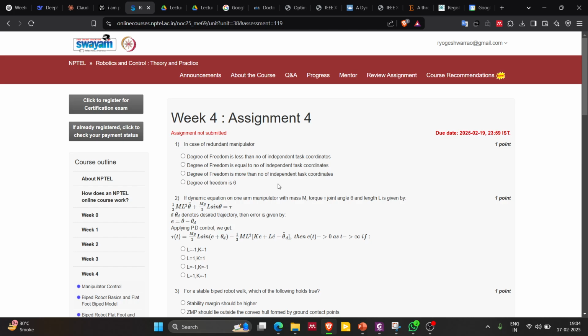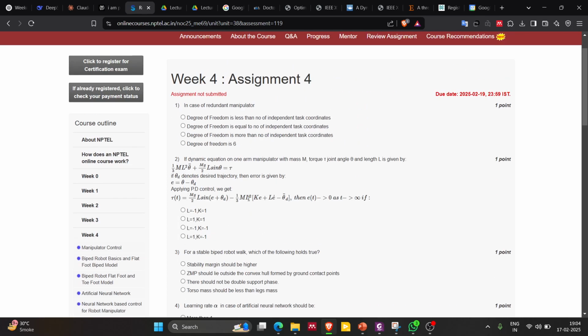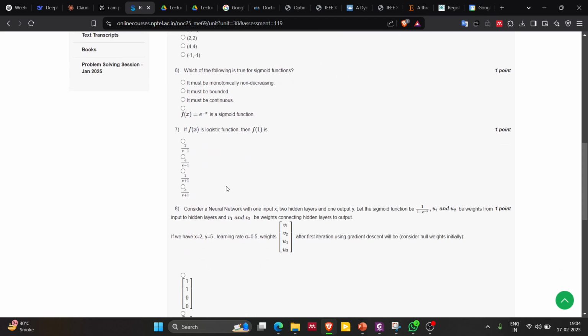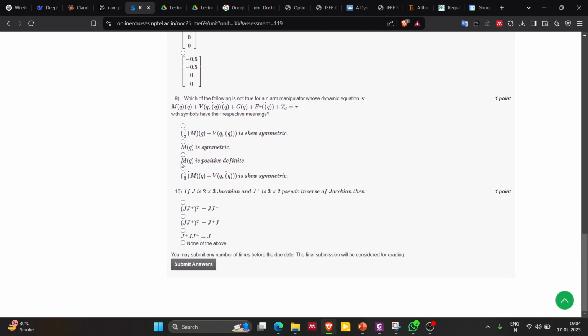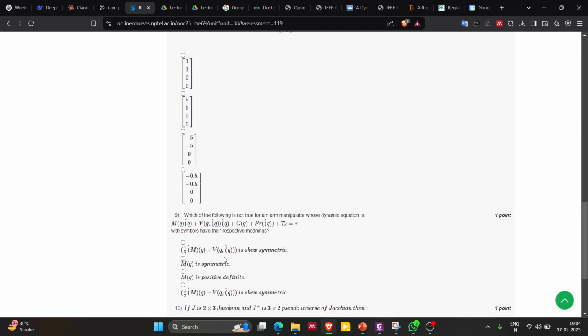It's a mix of comprehensive and numerical based questions, like question number two, question number eight, and number nine. Question number nine is not a numerical problem, it's basically a theory-based problem. If you go through those slides, you can answer this question. These are straightforward questions.